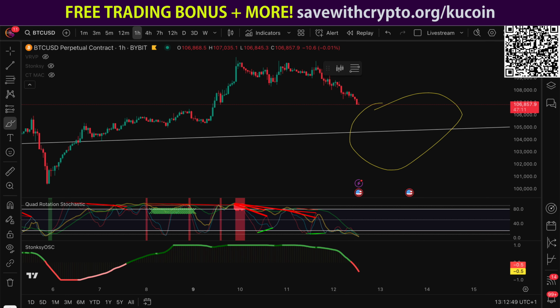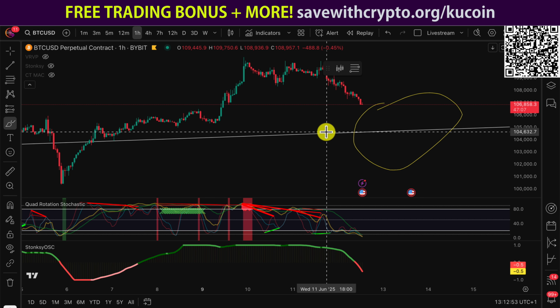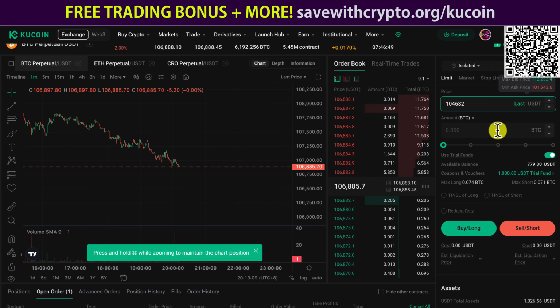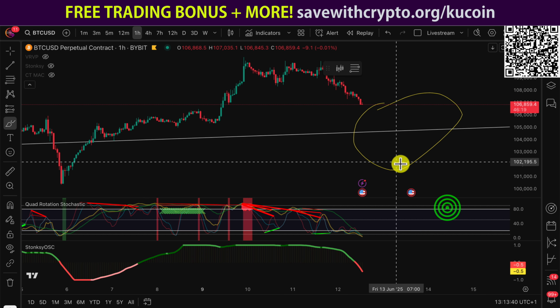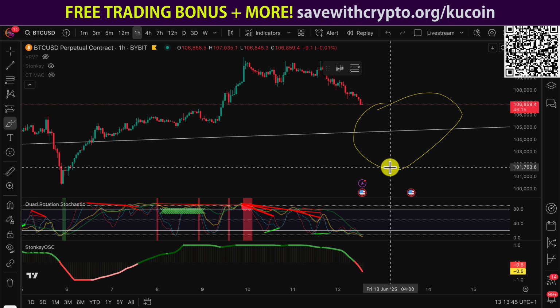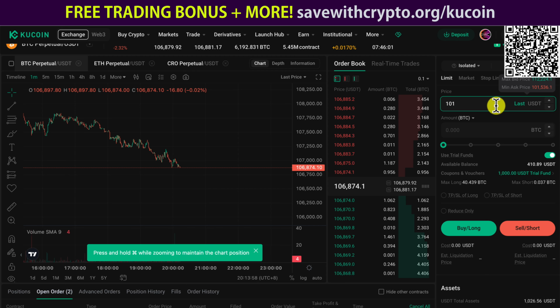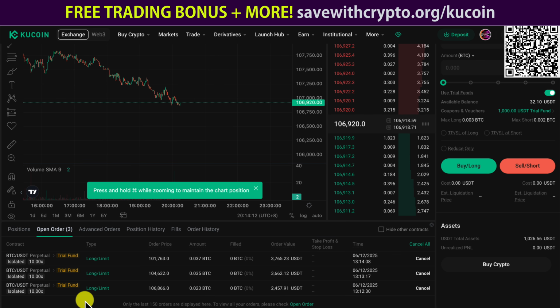And then let's have a look what other levels we could look at. Well, I think on this trend line, so like 104,632, say. So 104,632, and I'll use about half of what's left there. The rest of it round about here, around the bottom of my carefully drawn area. So 101,763, that'll do. And I'll put the rest of it in there. So there you go, there's my 3 orders set down there.